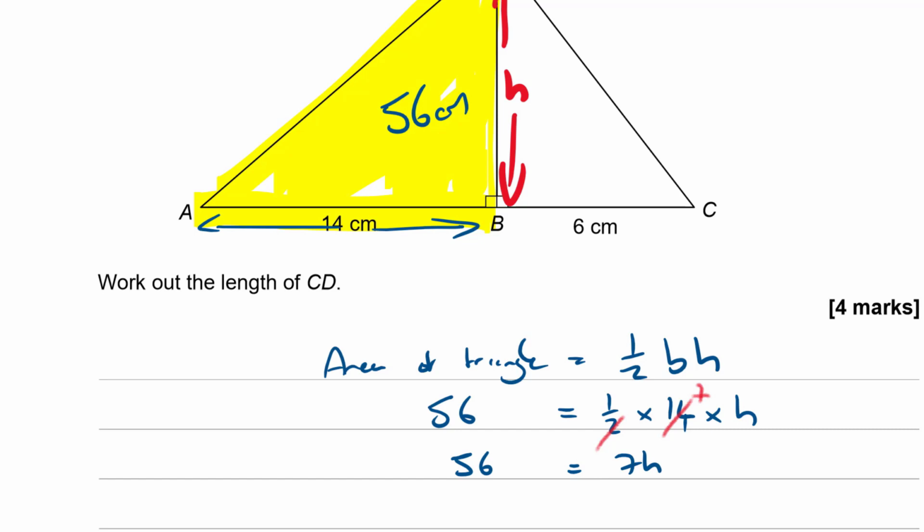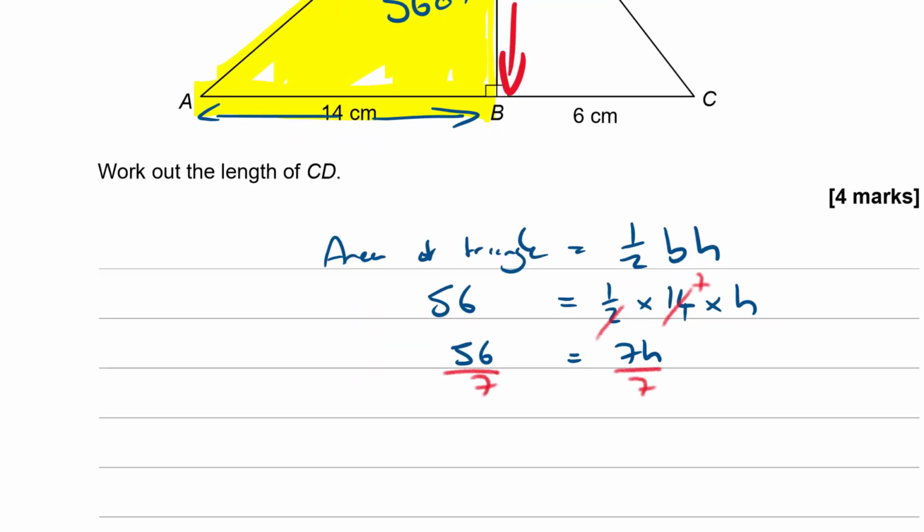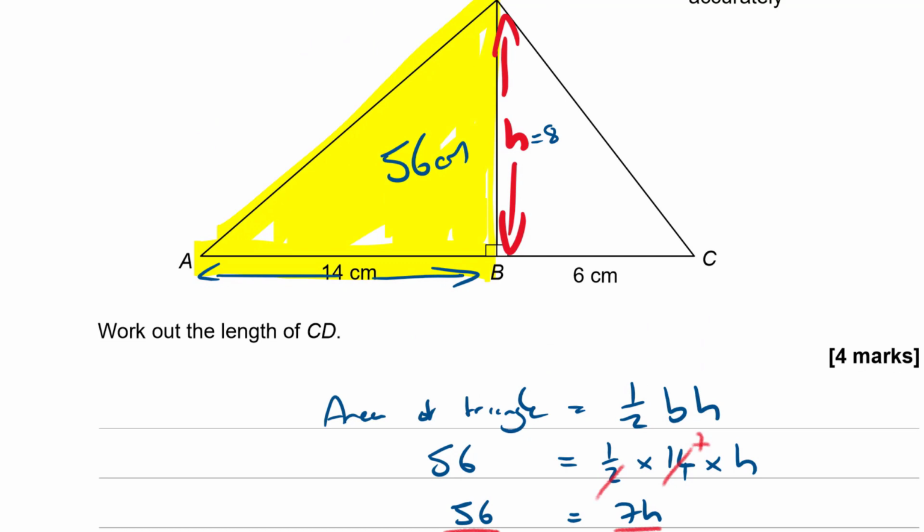And then dividing both sides by 7. Sevens into 56 go 8 times. So that means that h is equal to 8. So now we know how tall this triangle is. It's 8. Now we want to find the length CD, which is this length here. Now, looking at the right triangle, that has got a length of 6 and a height of 8. So I want to know the hypotenuse of that right angle triangle.